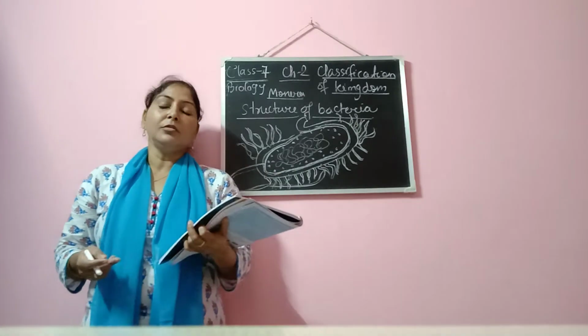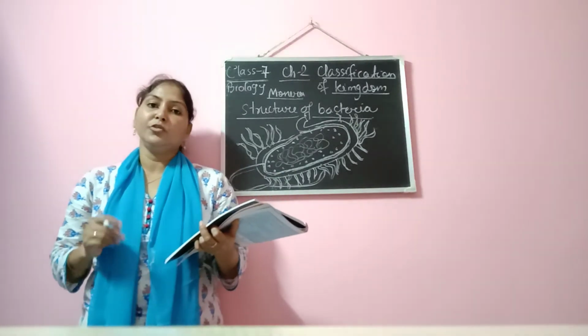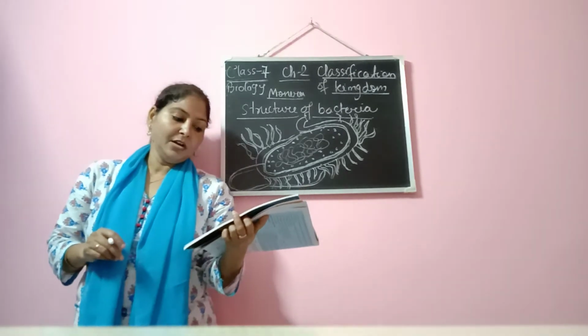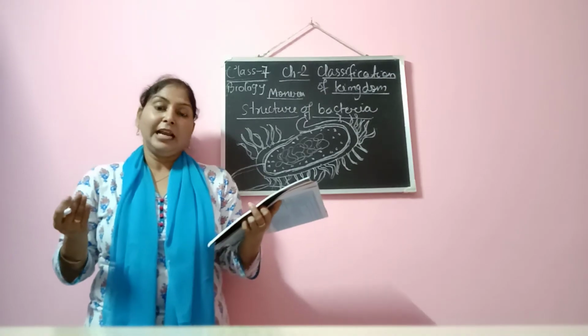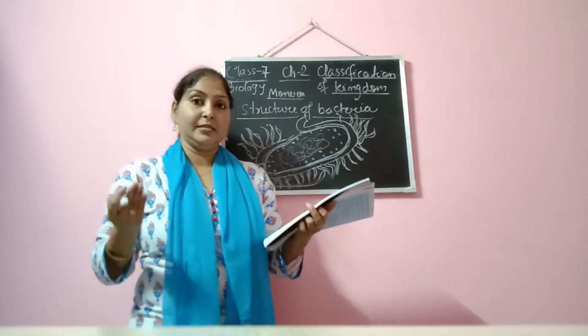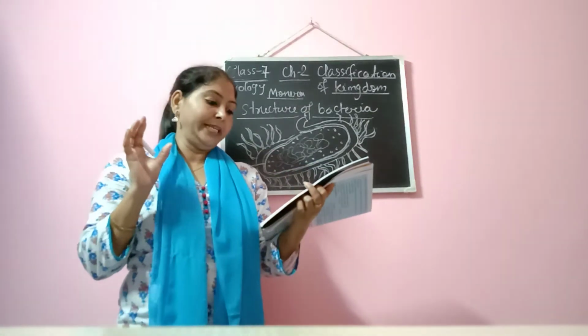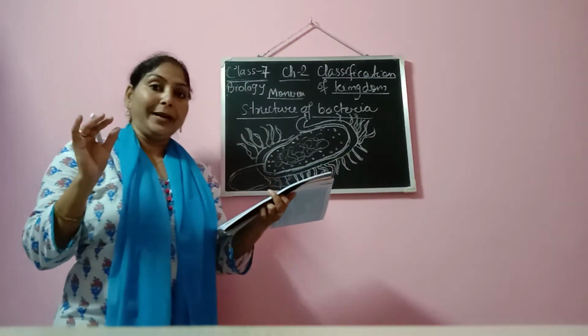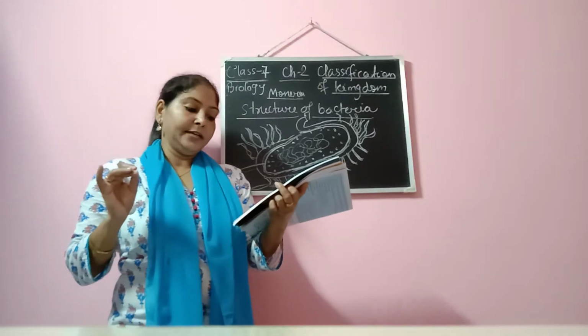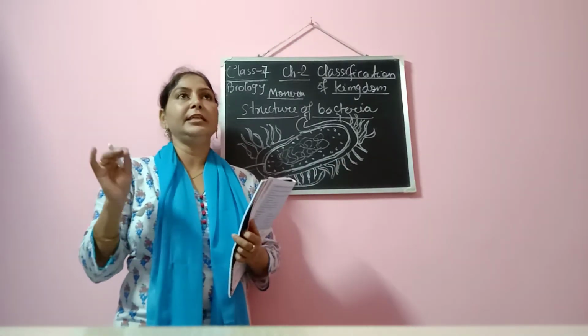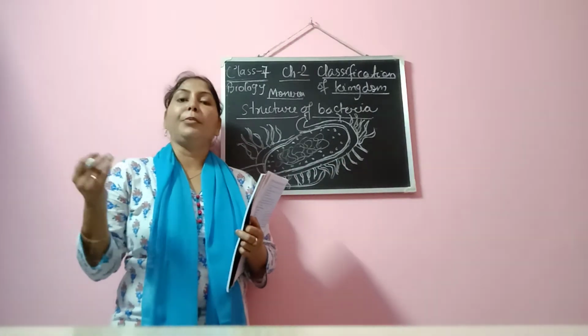Now we will talk about the useful bacteria. There are certain useful bacteria, for example, certain bacteria are used for preparing medicines, like streptomycin. If you have heard of this name, streptomycin, and chloromycin, they are again prepared from a kind of bacteria, and these bacteria are also used for preparing vaccines.